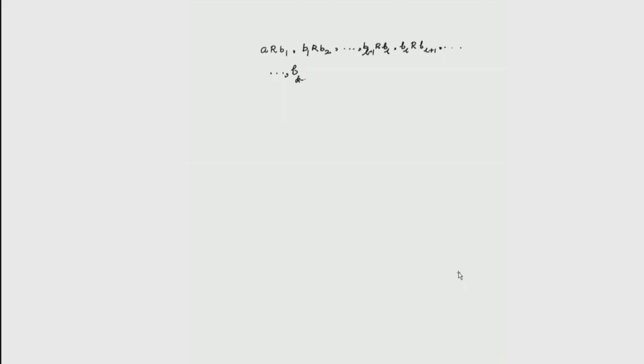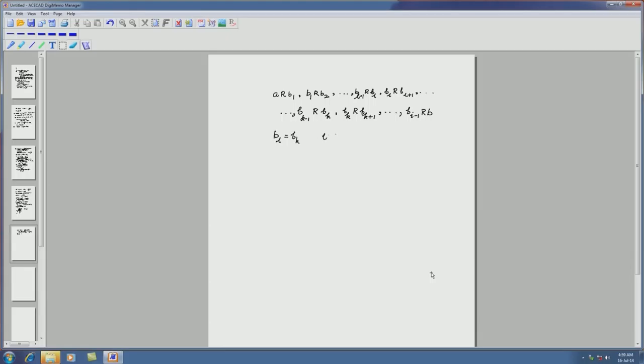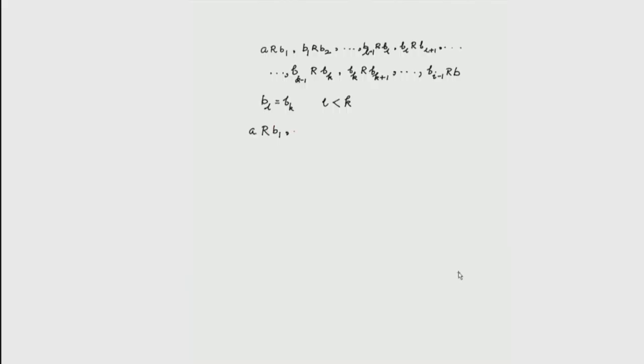Let us suppose we come to some B L minus 1 R B L, and then B L R B L plus 1. Again we proceed, then at some point we get another element, let us say call it B k minus 1 R B k, and then we have B k R B k plus 1, and we proceed again till we reach the end of the path, which is B I minus 1 R B. We have a path like this, and suppose B L is equal to B K, L is strictly less than K.